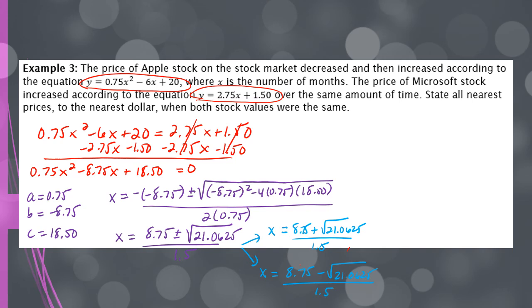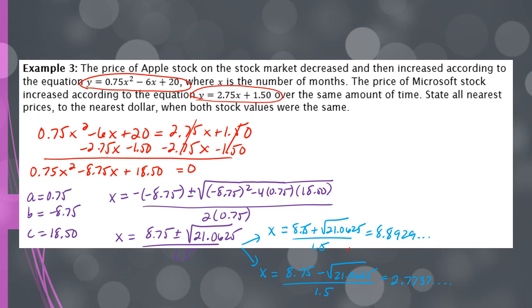Okay, now from here what we're going to do is type this into our calculator and we'll get a decimal. So I'm going to type in 8.75 plus the radical and then divide it by 1.5, and that gives me 8.8929 and so on. Then I'm going to do the exact same thing, but 8.75 minus the radical divided by 1.5, and that gives me 2.7737.